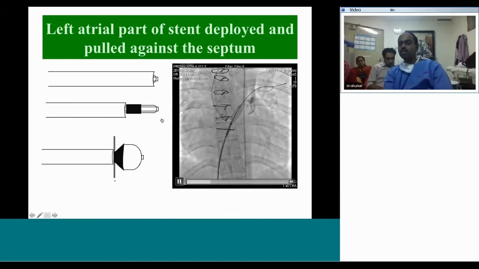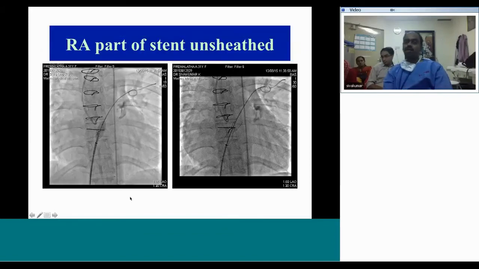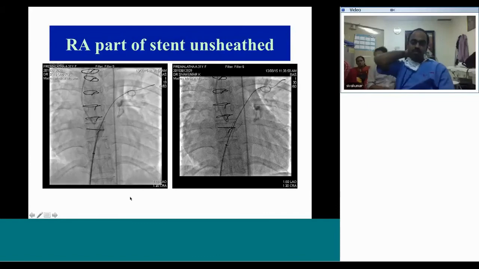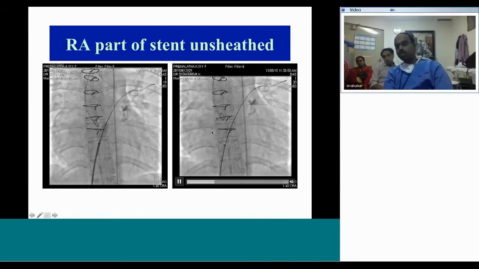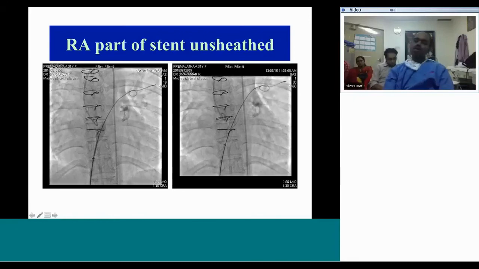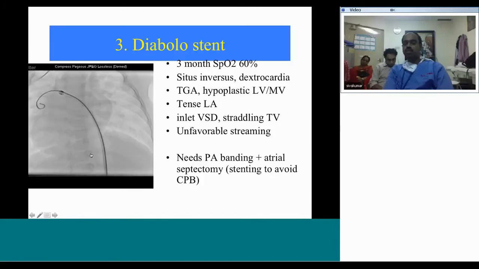So here you will be tugging against the atrial septum. So this is the atrial septum, and in that atrial septum, now you are tugging it. Once you have reached that level, peel back the sheath and deploy the remaining portion of the stent also, and then slowly dilate the remaining portion. So this is called the partial unsheathing technique. The whole stent is taken within the sheath, 50% is exposed, deployed, pulled back up to the atrial septum, and the remaining portion is deployed. This prevents embolization of the stent.